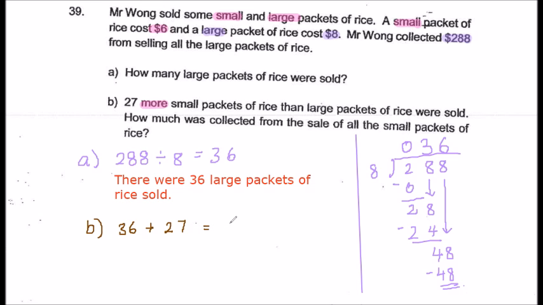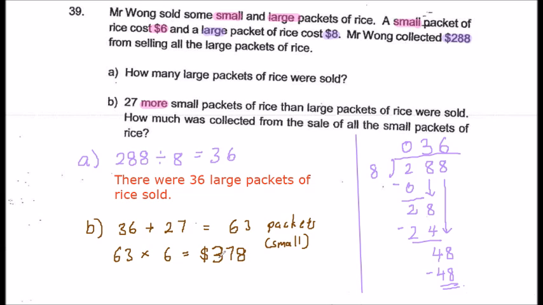So now we have how many packets? We have 63 packets of small rice. Can you see it? 63 packets of small rice. So 63, right? Each packet of small rice will be $6. So 63 packets will be 63 times 6. Okay, so we have a total of how much? 378.